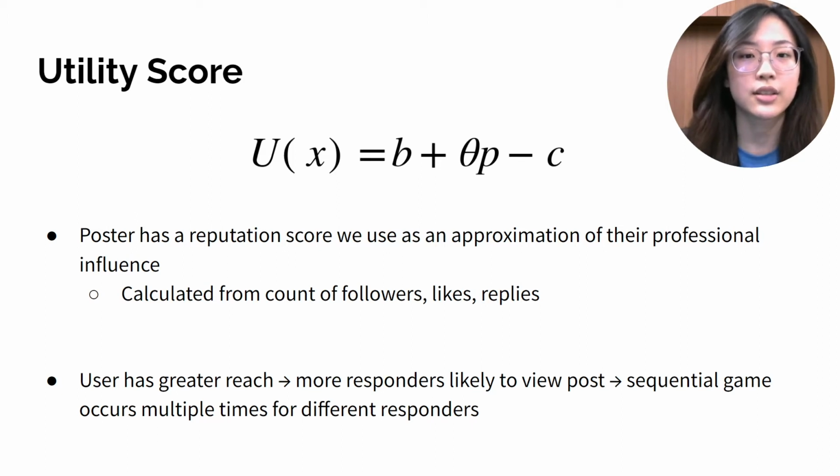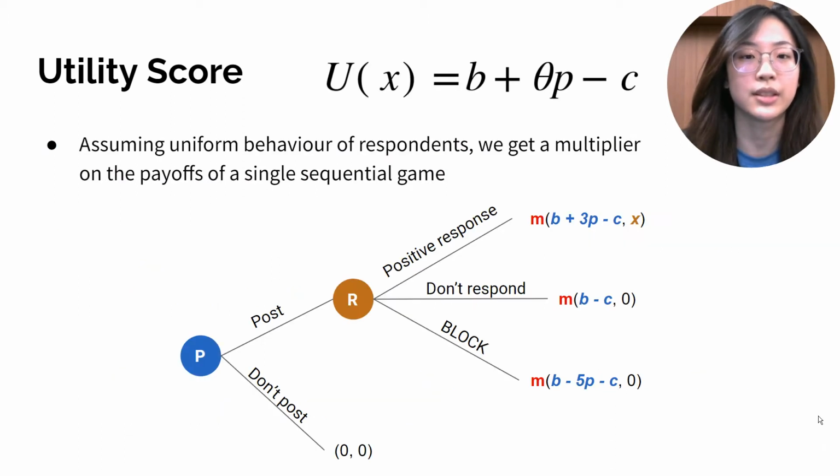When a user has greater reach, more respondents are likely to see the post, leading to the sequential game occurring multiple times for different responders.